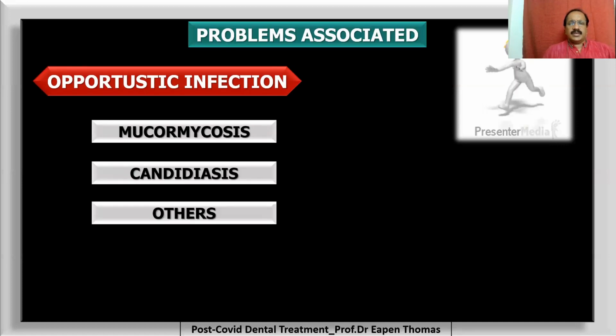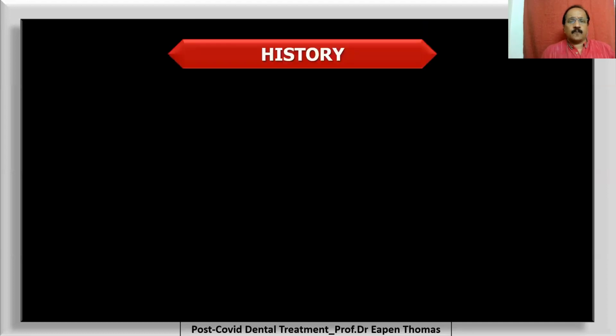Now, these are the three heads under which we are discussing the problems and challenges we are going to face. First, I told you the medication-related problems. The second is patients' immunity-related problems, and third is opportunistic infection. These are the three headaches that we have to face, and we have to come across them and give effective treatment considering these things in mind.